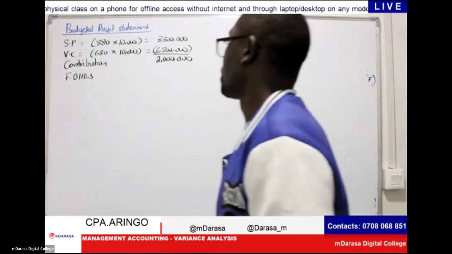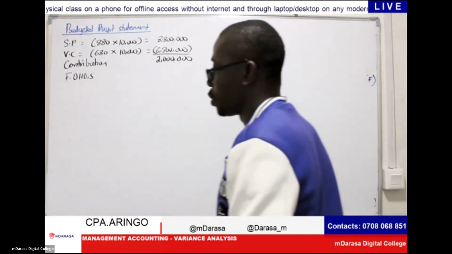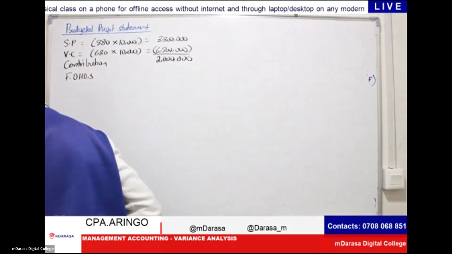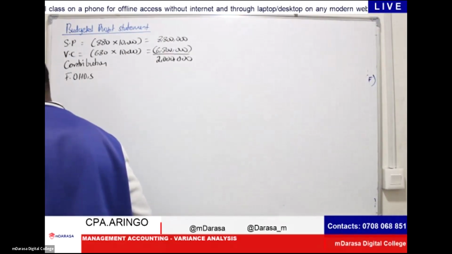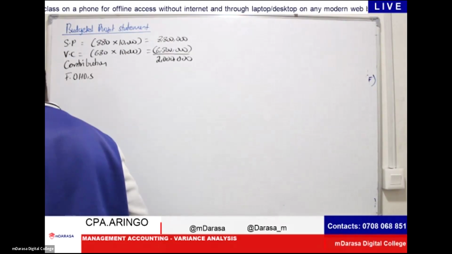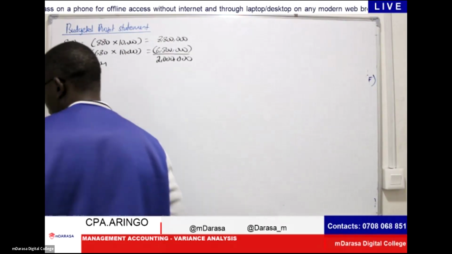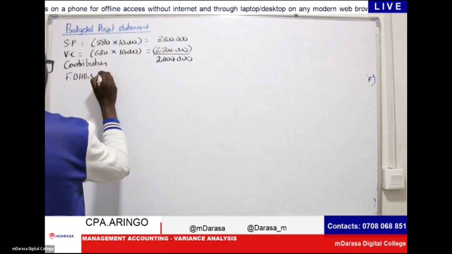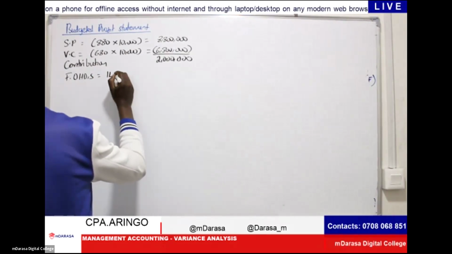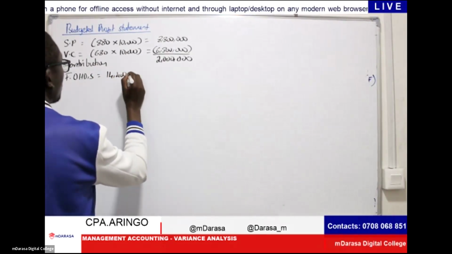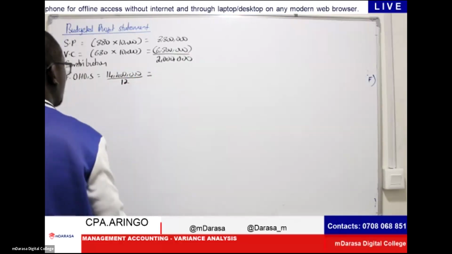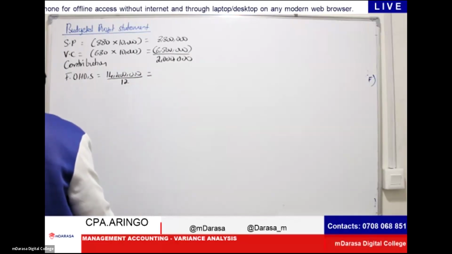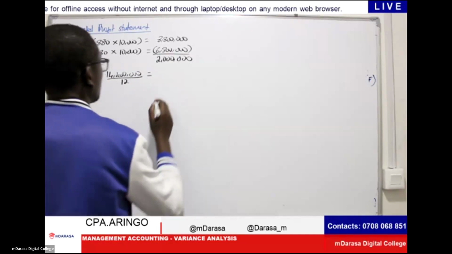What are we told? If you check note number 2, the annual budgeted fixed overheads were 14,400,000, which are assumed to be incurred evenly. And the data that you were given was for July only. So fixed overheads, we take 14,400,000 divided by 12, which would give us 1.2 million.